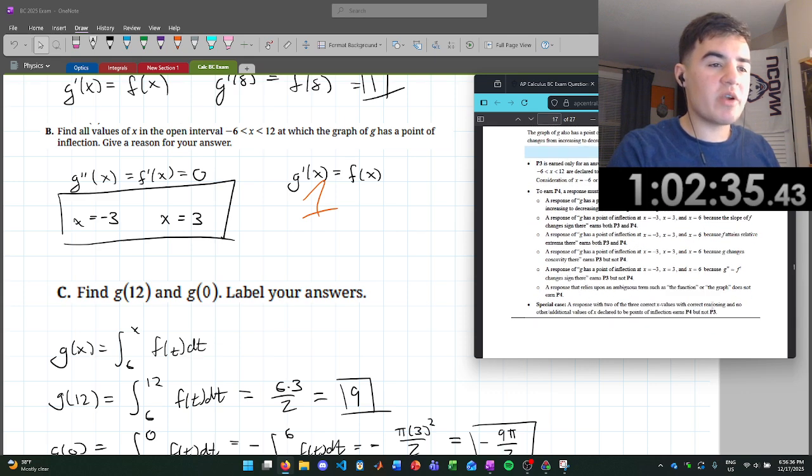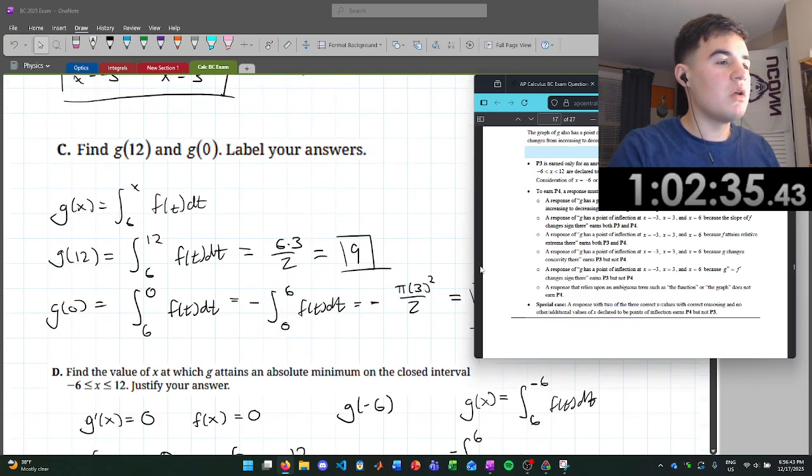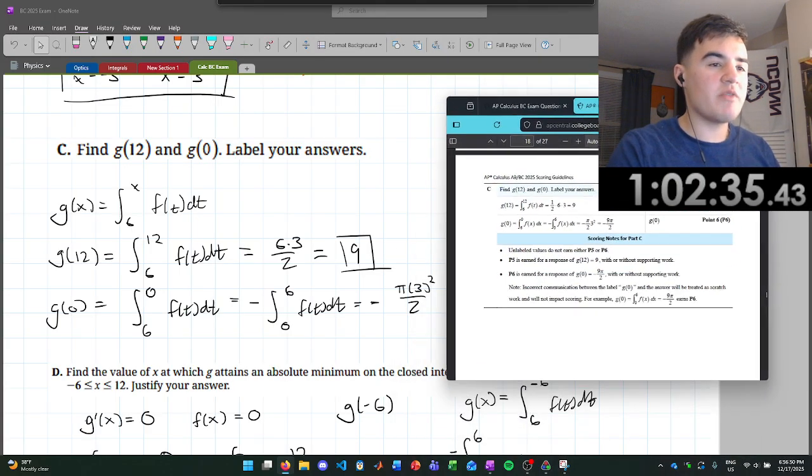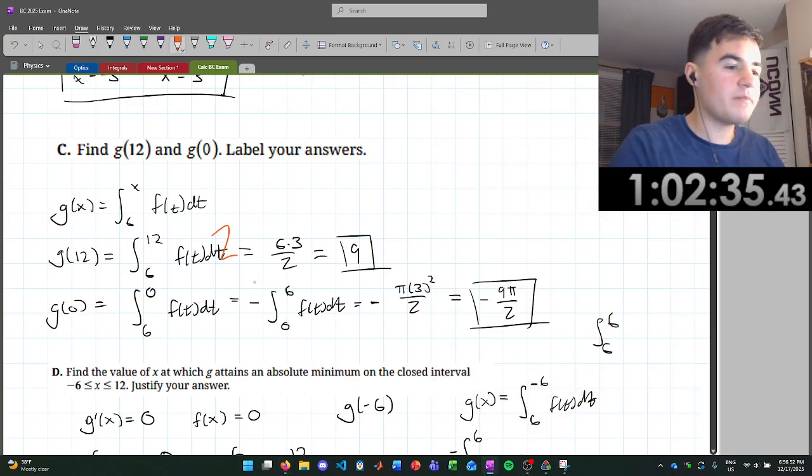The 2 of the 3 correct answers with correct reasoning and no other points earns P4 but not P3. Yeah, so it has 2 of the 3 correct x values with correct reasoning. So that's fine. That's 1 point. G of 12 is 9, -9 over 2, 9 pi over 2. Yep, so that's 2 points there.